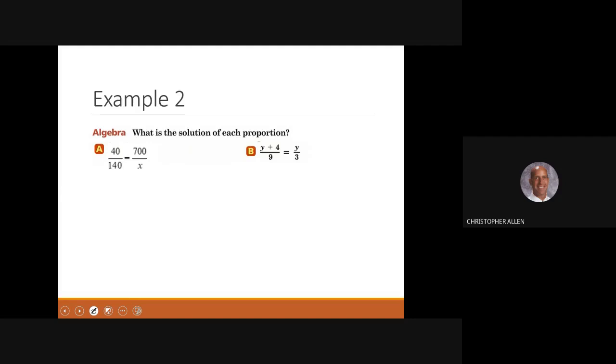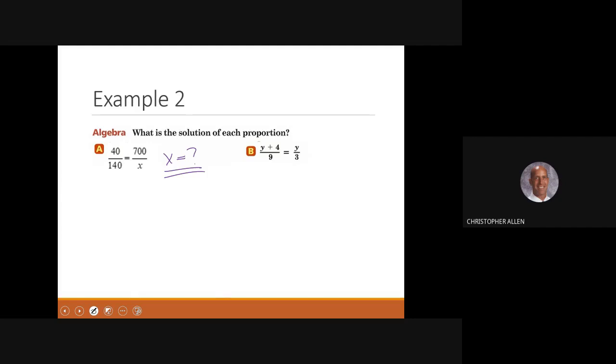So I'm going to do this first one, and then I'm going to have you guys try the second one, okay? So this first one, and by the way, you might want to have your calculator out. In fact, I'm going to grab mine just so I don't make a careless mistake. Like to keep those calculators handy, okay? So it says, what is the solution for each proportion? So for letter A here, we've got 40 is to 140 as 700 is to X. That's how we would read that. And we want to know, what is X? That's what we're trying to figure out.